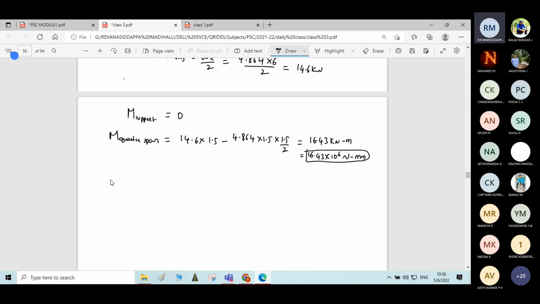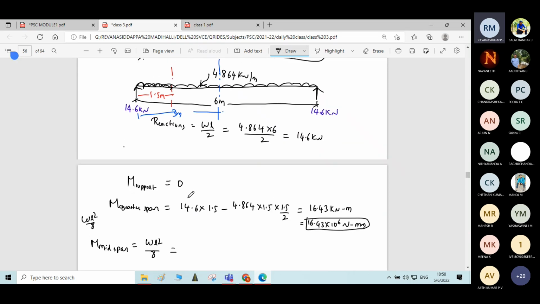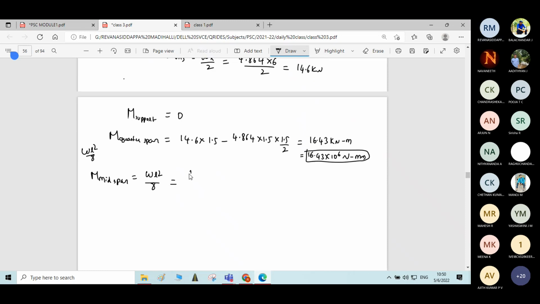Similarly, if you calculate the moment at the center span or mid span, either you can use the WL square by 8 formula, or like we calculated for quarter span, in that way also you can calculate the moment at mid span. WL square by 8 is equal to 4.864 into 6 square by 8. The answer which you get is 21.91 kilonewton meter, or 21.91 into 10 power 6 Newton millimeter.